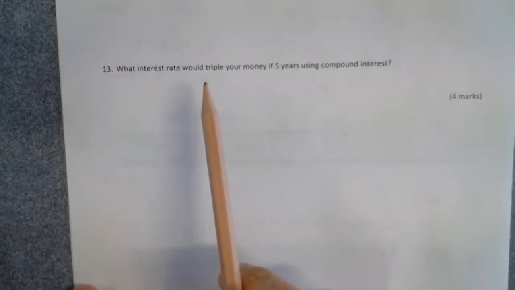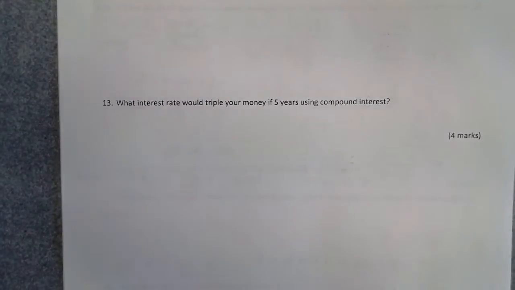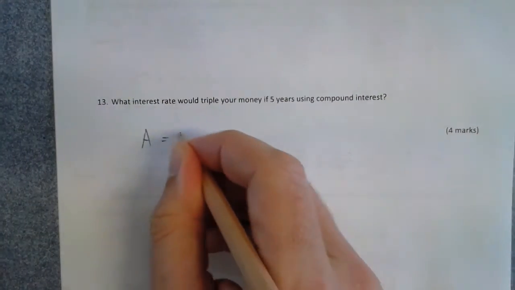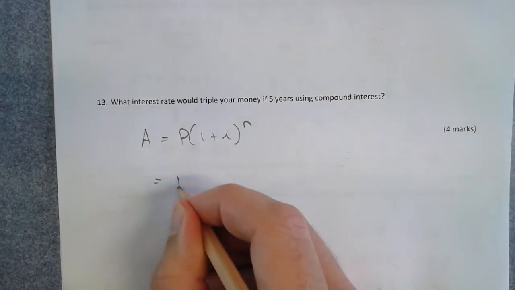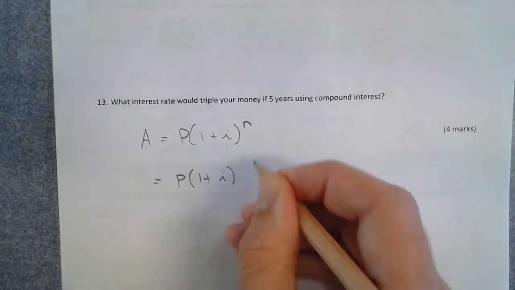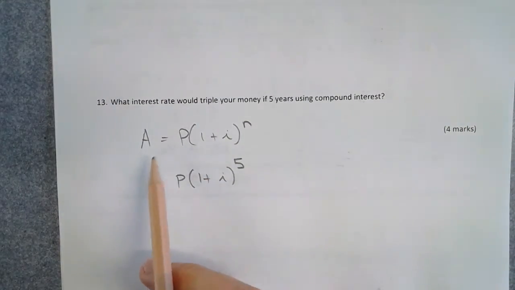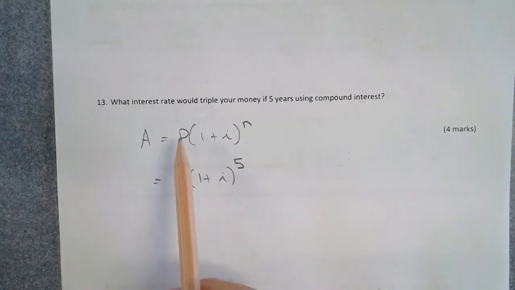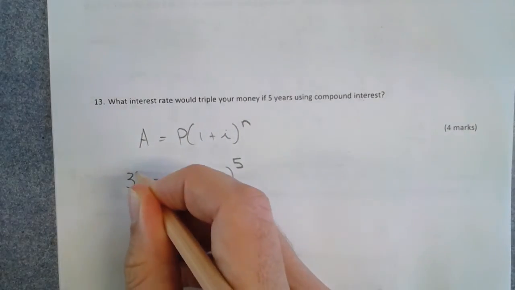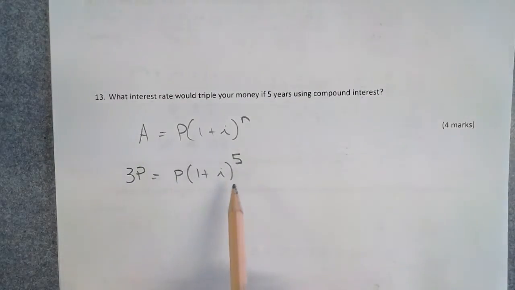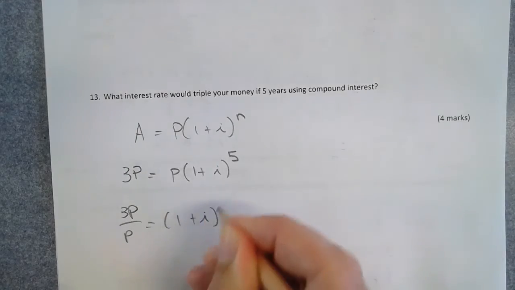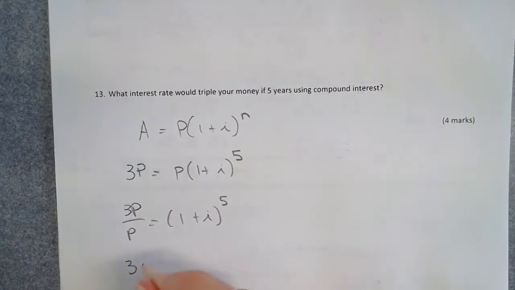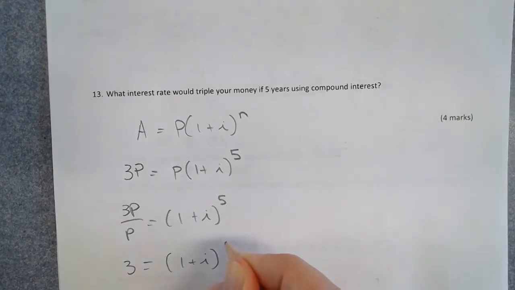Right, last question. What interest rate would triple your money in 5 years using compound interest? Well, here's our compound interest formula. The things we know. Really, we don't know the interest rate, but we know it's to 5 years. Now our return, if you triple your money, if you started with P, we end up with 3P. Now we just got to rearrange for i, because if we divide this by P, 3P divided by P, we end up with 3 equals (1 plus i) to the power of 5.